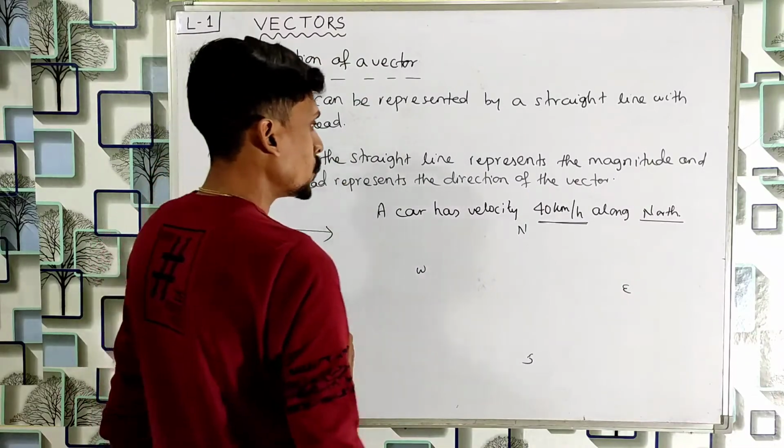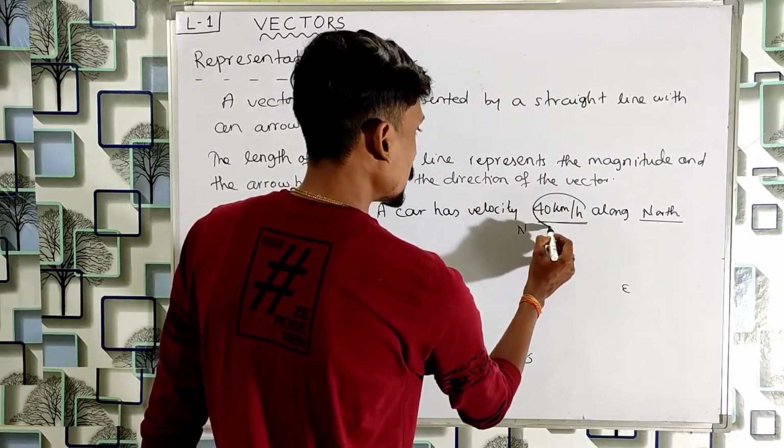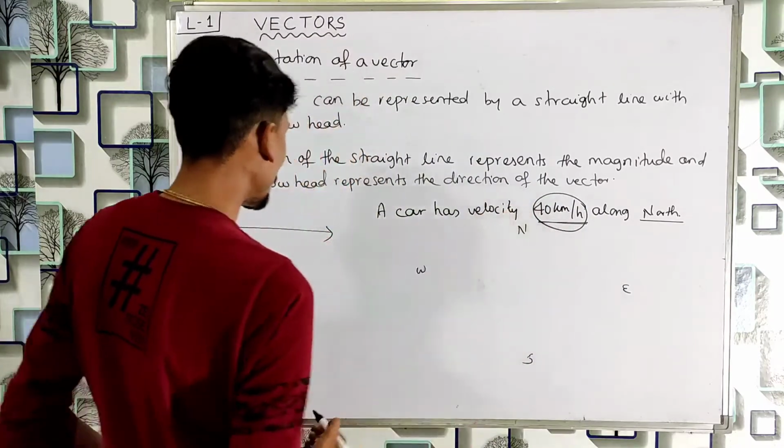Suppose 40 km per hour, this is the magnitude and the magnitude is given by the length.